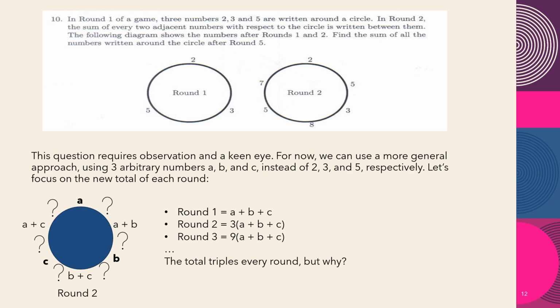If you haven't noticed yet, round 1 our total will be A plus B plus C. Round 2 equals 3 times A plus B plus C, and round 3 equals 9 times A plus B plus C. We can notice that the total triples every round, but why? We will explore a more rigorous proof in the next slide.